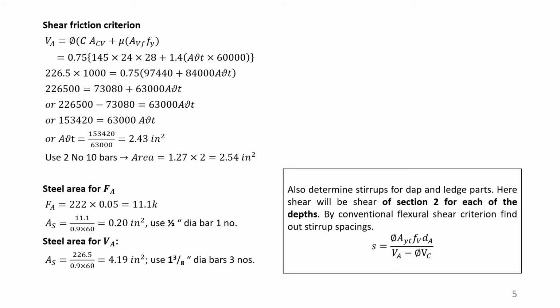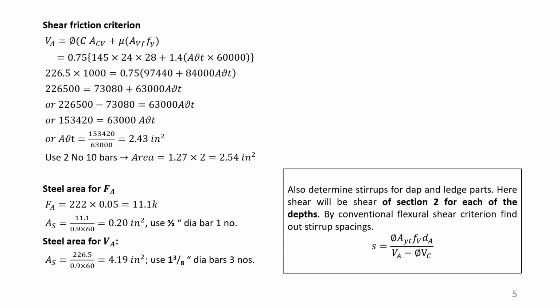84,000 into Avf, and by solving this arithmetic equation, the Avf is to be found out. All these are numerical values, and with calculation we can find out Avf, and the Avf is 2.43 inches square. For the shear friction criteria, you have to use 2 number 10 bars. Area will be coming as 2.54, and we require 2.43 inches square.